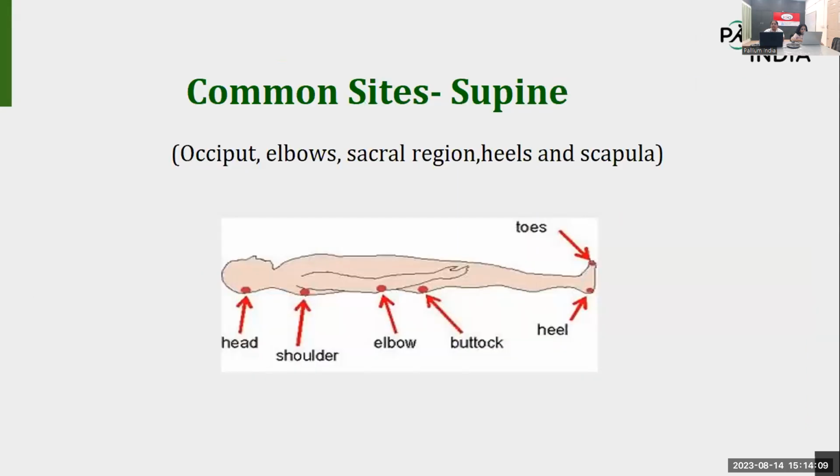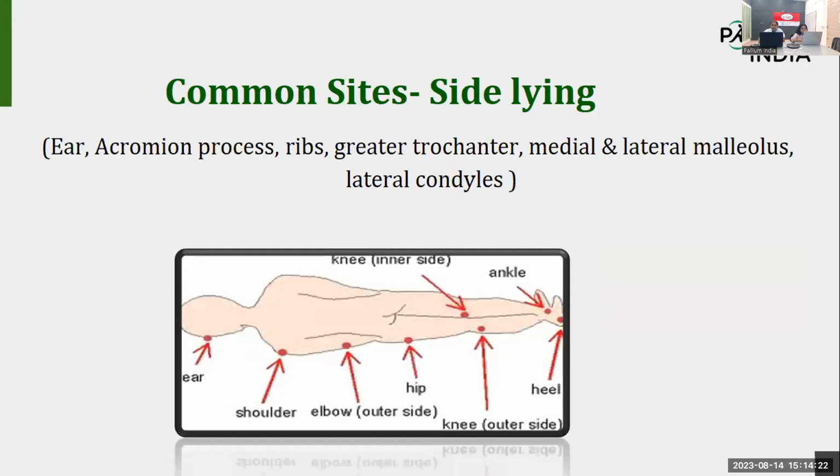These again explain the common sites, especially in the supine position: head, shoulder, elbow, buttocks, heel and toes. These are the more prone areas where the patient can get bed sores. And this is the sideline position. So as you have said, in between the knees there should be a pillow in order to prevent bed sores in the knee area.